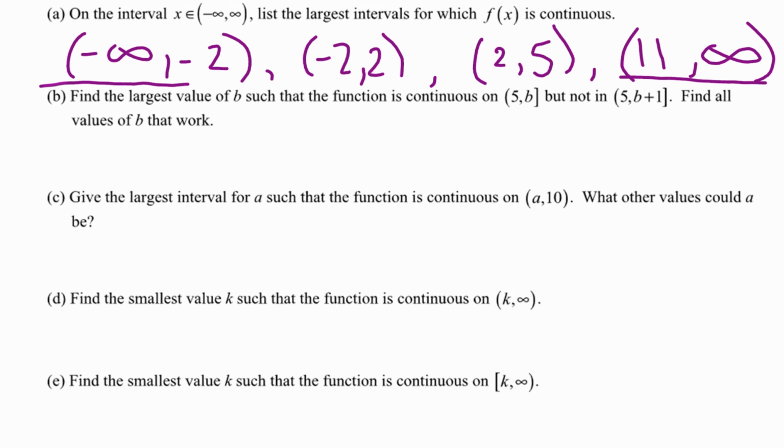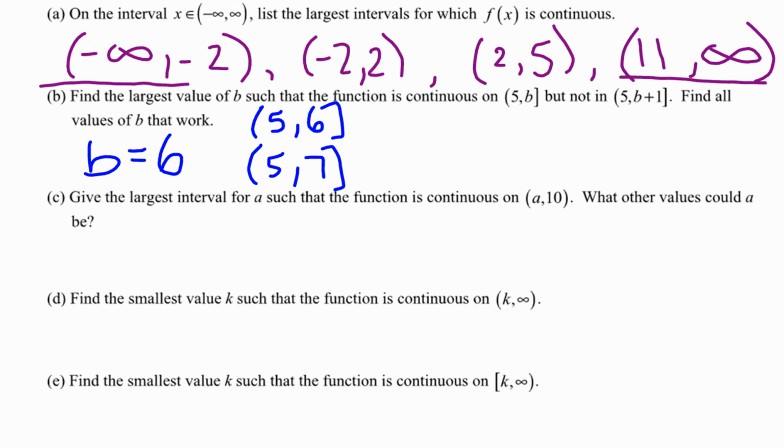Okay, find the largest value of b such that the function is continuous on 5 to b, closed, but not in 5 to b plus 1. So if b is 6, that would say it's continuous on 5 to 6, but not continuous on 5 to 7. And that's true. So b equals 6 works, but that's not the only thing, because it didn't say it had to be an integer. So technically, any value between 5 and 6 could work.